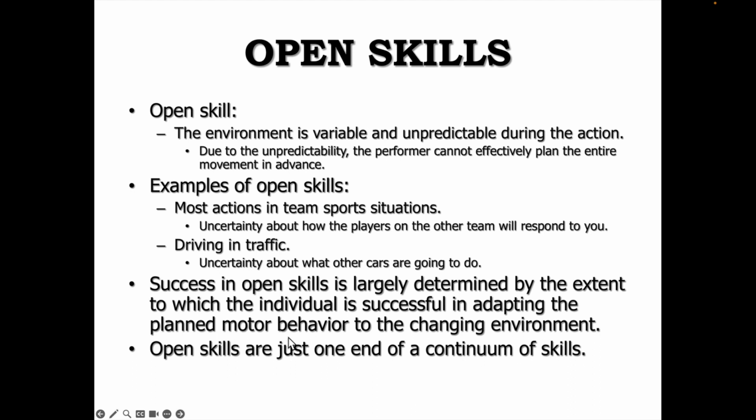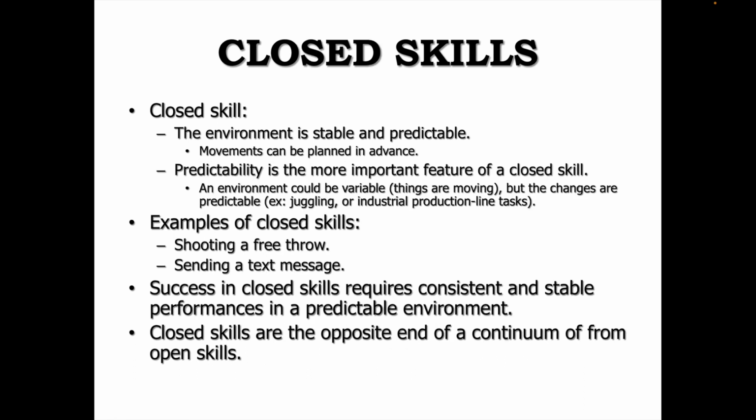Now understand here, skills aren't necessarily completely open or completely closed. Open skills are one end of this continuum of skills, and at the opposite end would be closed skills. A perfectly closed skill would be something where the environment is stable and predictable. Therefore, if we know what environment we're in and we can predict very accurately what's going to happen, our movements can be planned in advance. Predictability is the most important feature of closed skills when comparing them to open skills.